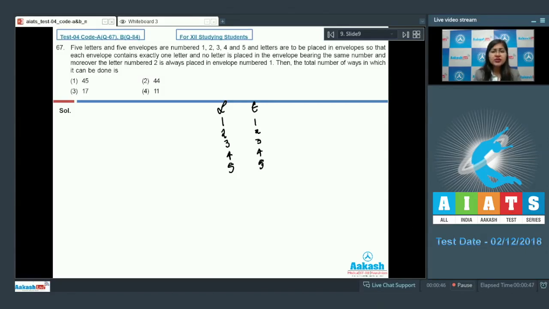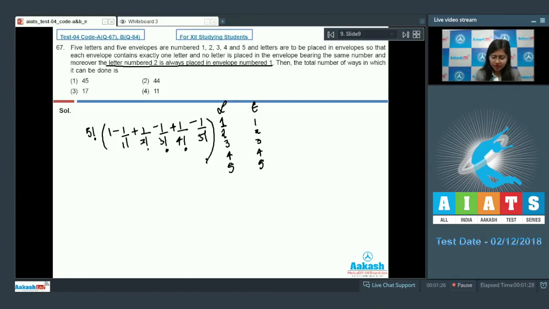Now, we have to do derangement here, that is, letter number 1 cannot go into envelope number 1, but it can go in any other, right? If I don't talk about this condition right now, then this question is simply a derangement of 5 letters into 5 envelopes, right? So, what is the formula for that? We know that it will be equal to 5 factorial into 1 minus 1 upon 1 factorial plus 1 upon 2 factorial minus 1 upon 3 factorial plus 1 upon 4 factorial minus 1 upon 5 factorial, right? This is the number of ways of deranging 5 letters. So this will be equal to 44.